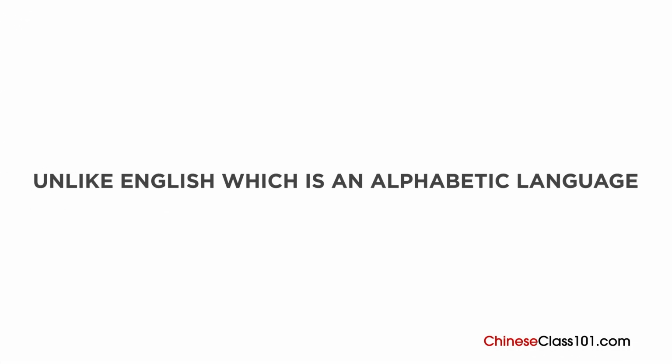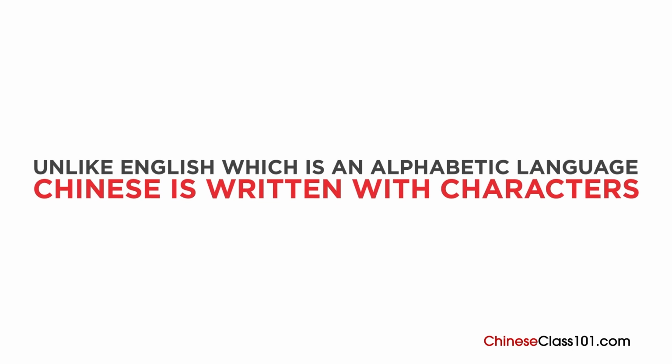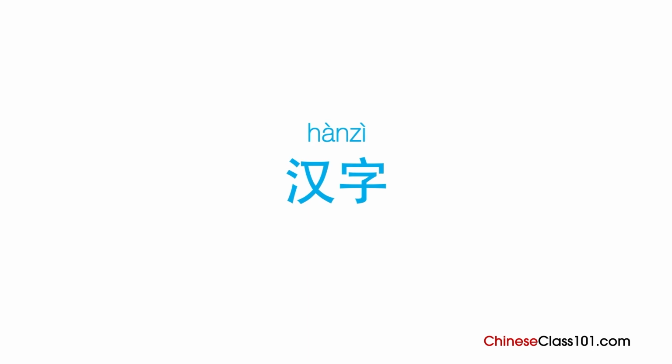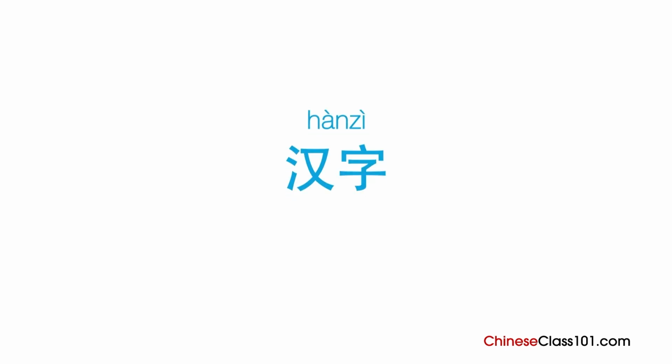In this lesson, you'll learn the basics of Chinese writing. Unlike English, which is an alphabetic language, Chinese is written with characters. These represent both sound and meaning. Each Hanzi has one syllable. One or more syllables make up a word. So in Chinese, a word can be made up of one or more Hanzi.